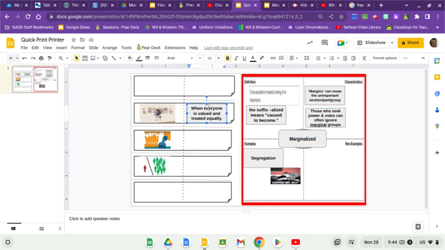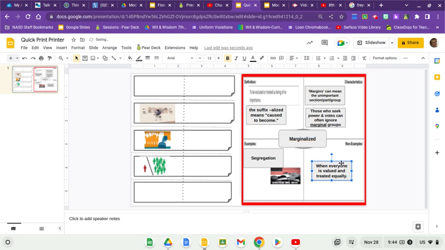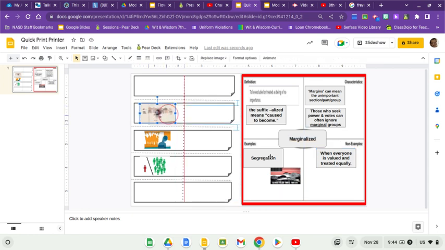politics. When everyone is valued and treated equally, well, that's a non-example because that's not what marginalization is all about. It's about oppression. It's a negative word, right? Now, when everyone is treated equally, well, I don't see any of that in these pictures, but I do see segregation with this picture here, which you can also put down there in examples.